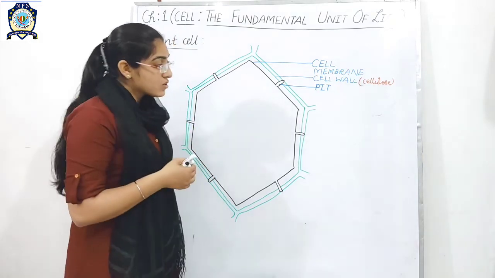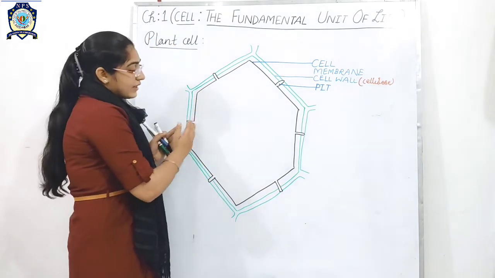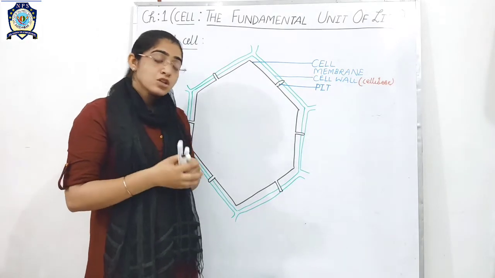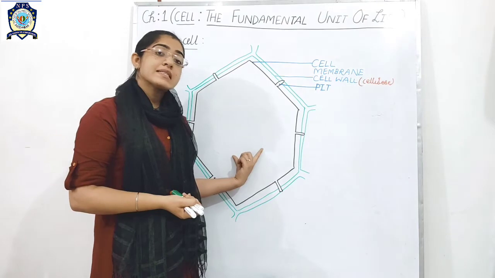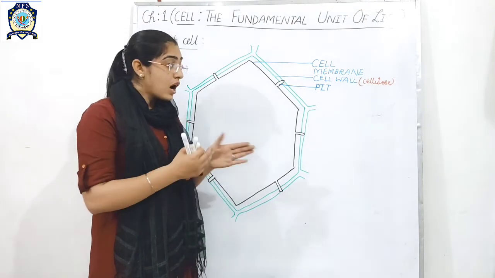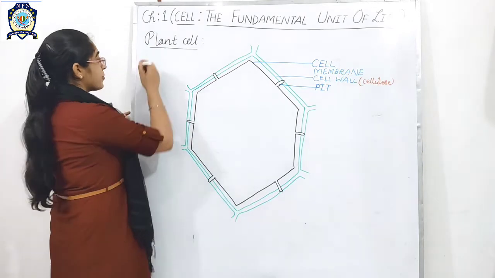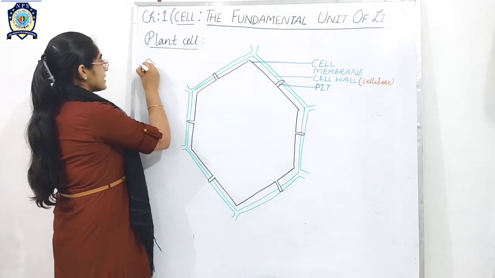So in this way, there are a number of cells in plants. This is the structure of a single plant cell. So how does the exchange of material happen, and how are the cells present? They are present in this way.